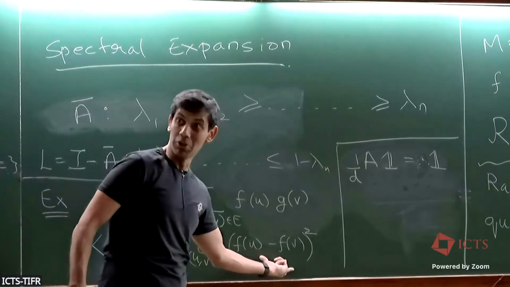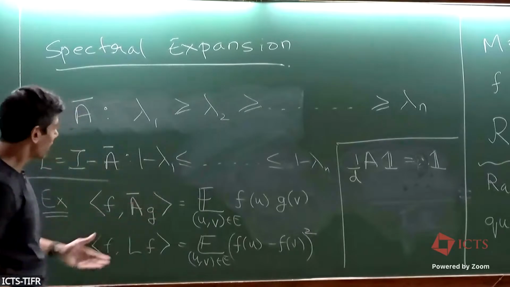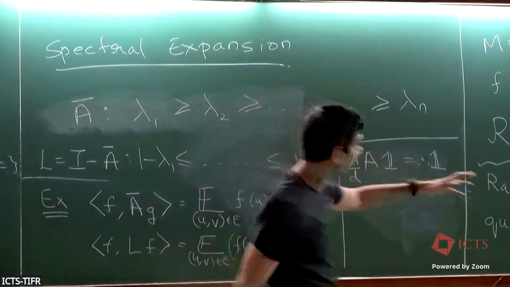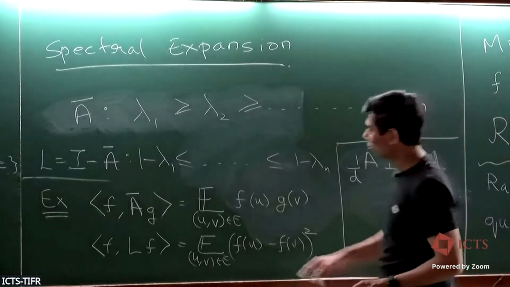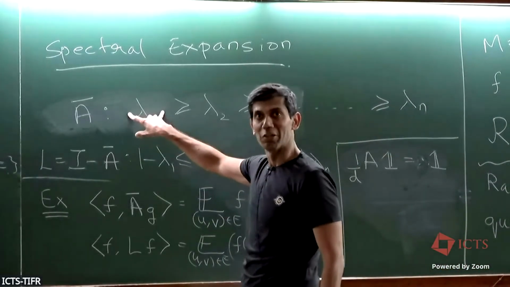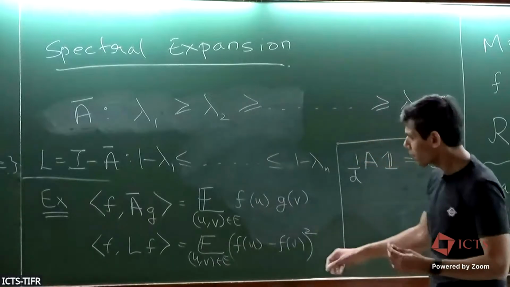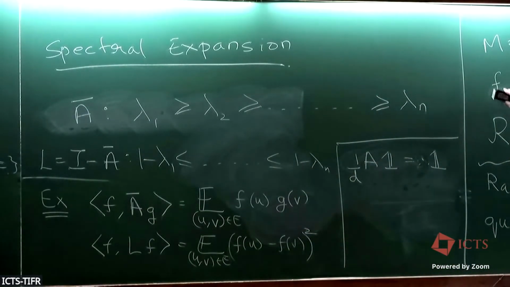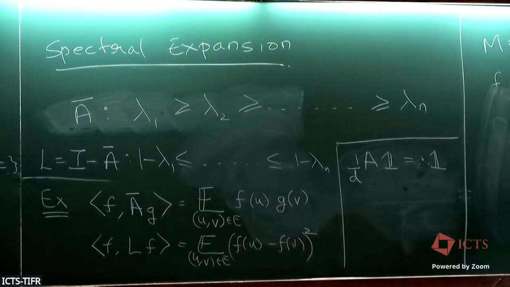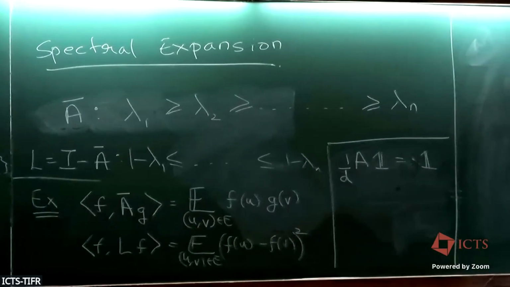So this is an exercise, but if you believe this statement, then it's clear that this quadratic form is always greater than or equal to 0. So all eigenvalues which are defined in terms of some Rayleigh quotients are always greater than or equal to 0. And so equivalently, this is always less than or equal to 1. Okay. So the first eigenvalue is 1. And now we just define spectral expansion in terms of what happens to the next eigenvalue.